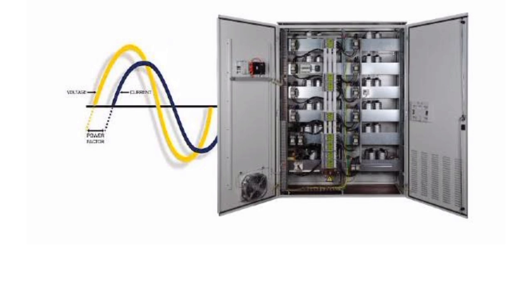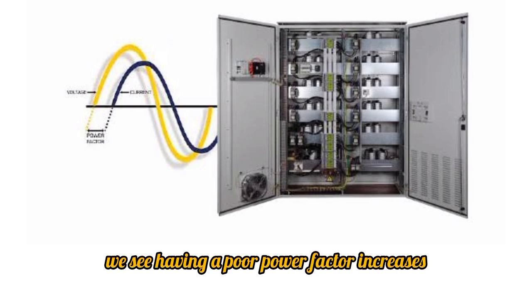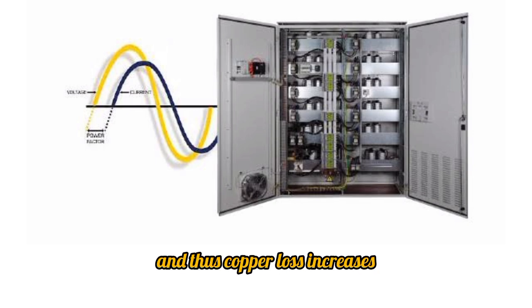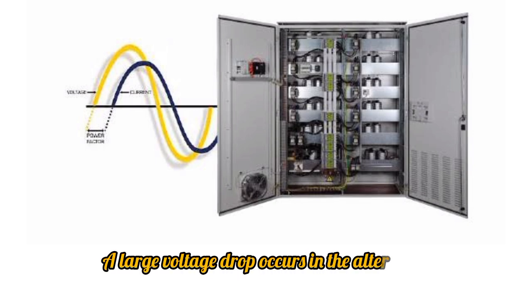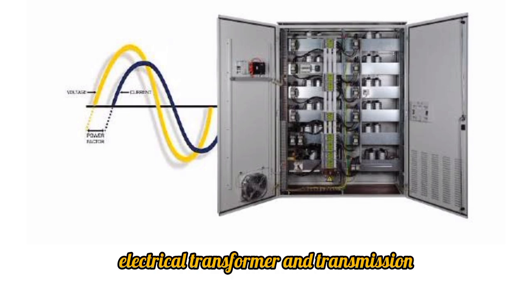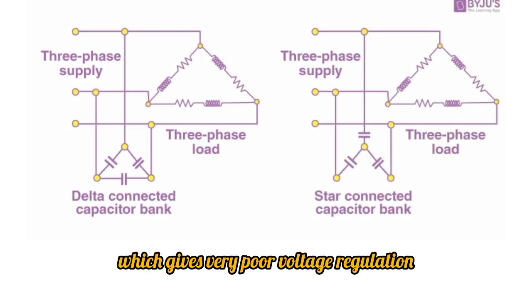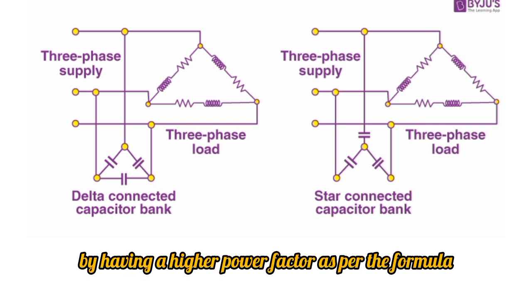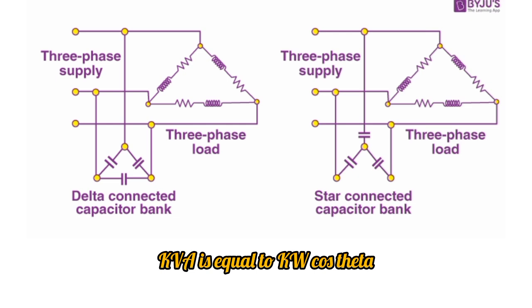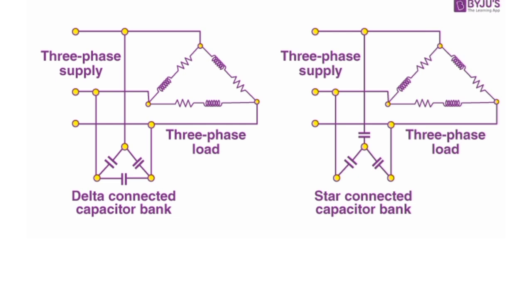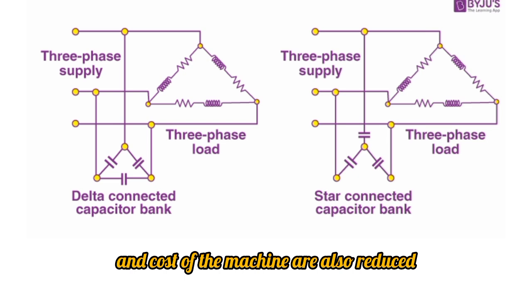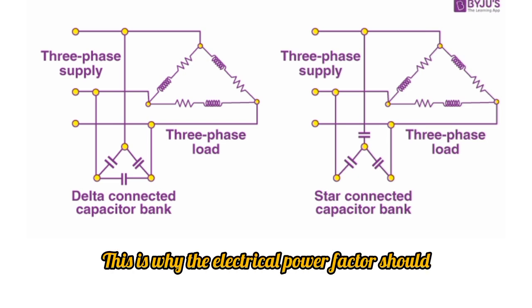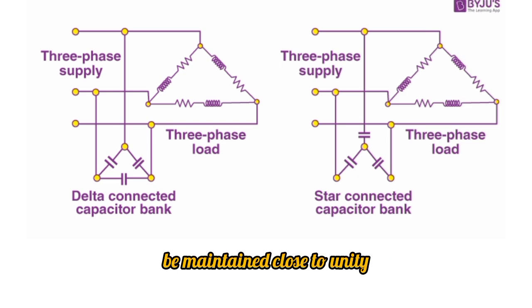From the above relation, we see having a poor power factor increases the current flowing in a conductor, and thus copper loss increases. A large voltage drop occurs in the alternator, electrical transformer and transmission and distribution lines, which gives very poor voltage regulation. The kVA rating of machines is also reduced by having a higher power factor as per the formula kVA is equal to kW divided by cos theta. Hence, the size and cost of the machine are also reduced. This is why the electrical power factor should be maintained close to unity.